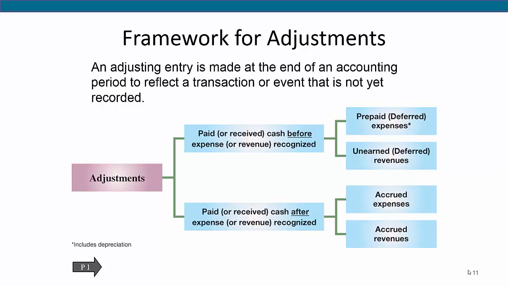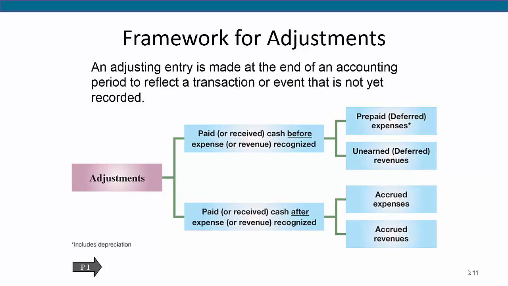This category includes prepaid or deferred expenses, including depreciation, and unearned or deferred revenues. Deferrals are things that are already recorded on the books but need to be cleaned up to make the expense or revenue match with the proper time period. They are called deferrals because recognition of an expense or revenue is deferred until sometime after the cash is actually received or paid. We will discuss the process for accounting for prepaid insurance, supplies, and depreciation.